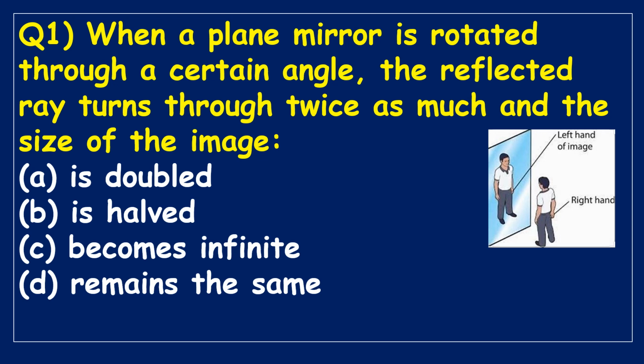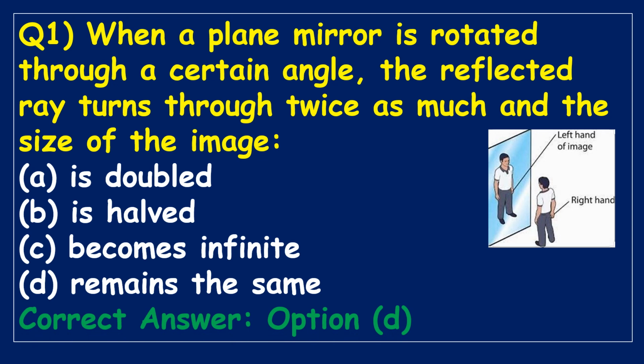See this picture here. If you stand in front of a plane mirror, we know the mirror properties here. The size of the image is the same as the size of the object, and the distance between the mirror and image is equal to the distance between the mirror and object. So with this concept we will find the solution. Your answer is that it remains the same. Option D, remains the same. The image remains the same size, at the same distance from the mirror.